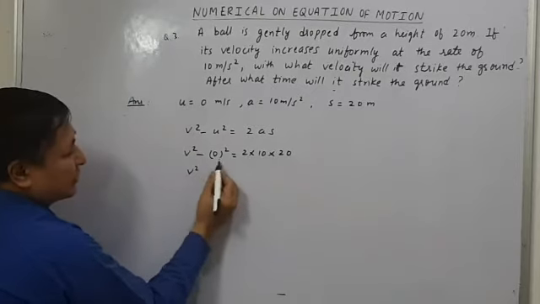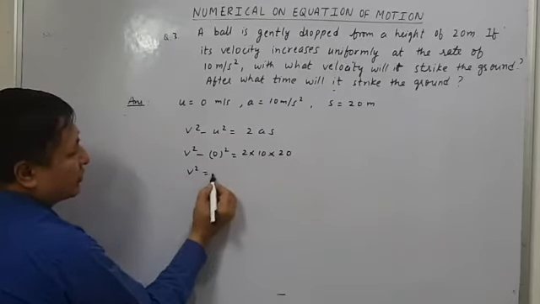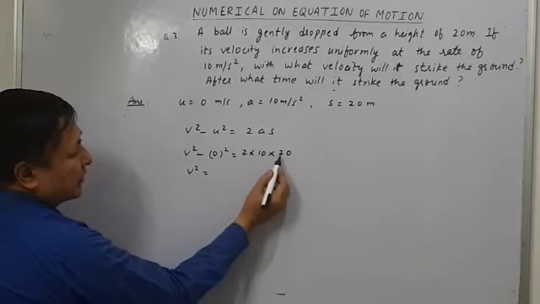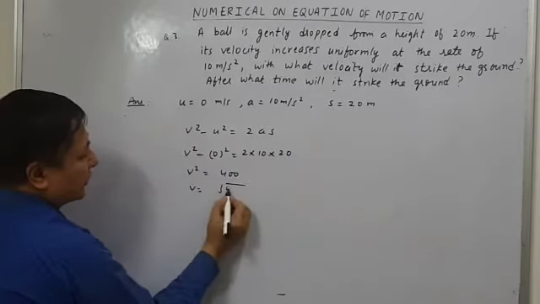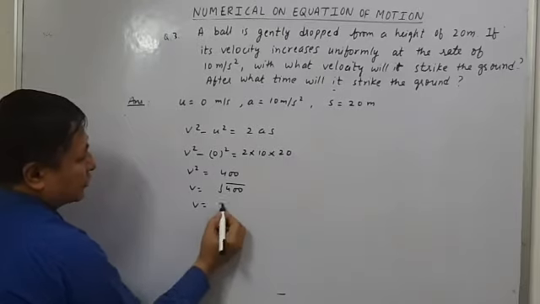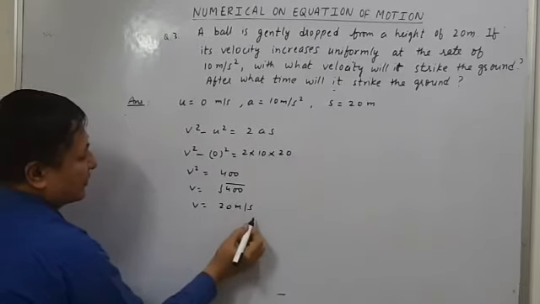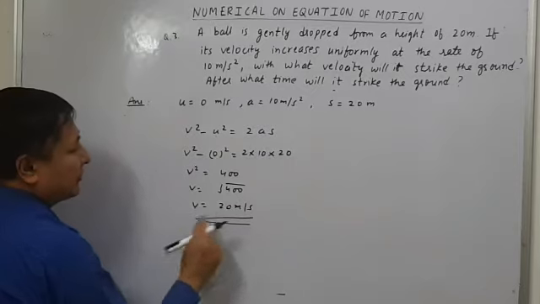So v square minus 0 is v square only. 2 into 10 into 20, that is 400. So v is equals to under root 400. So v is equals to 20 meter per second. So when it will strike the ground, the velocity will be 20 meter per second.